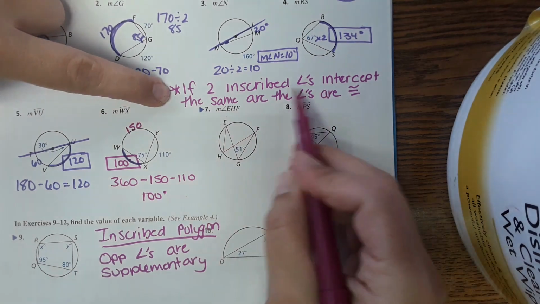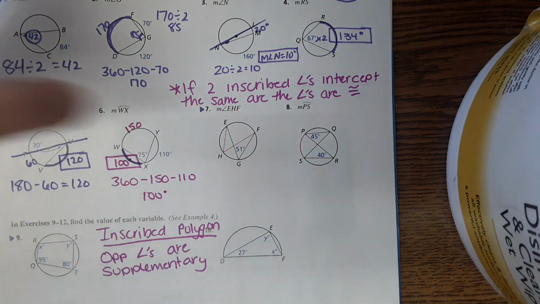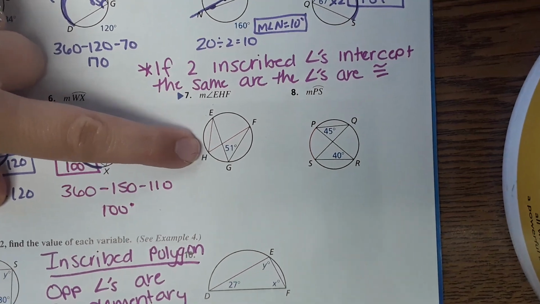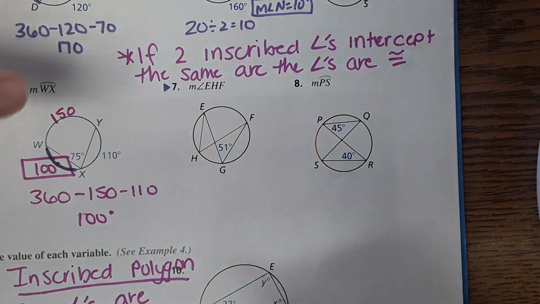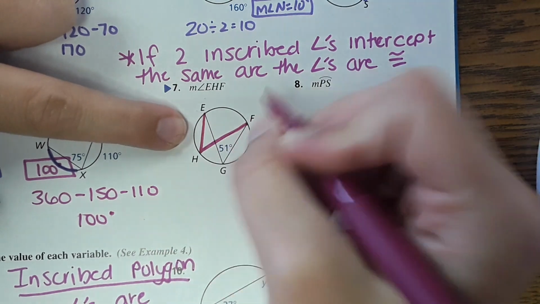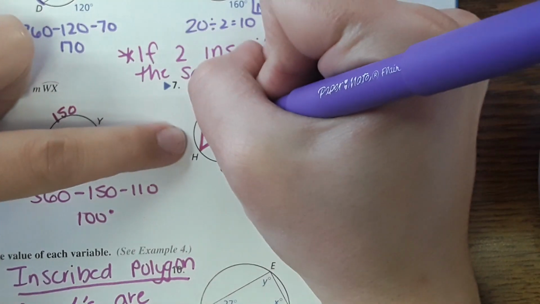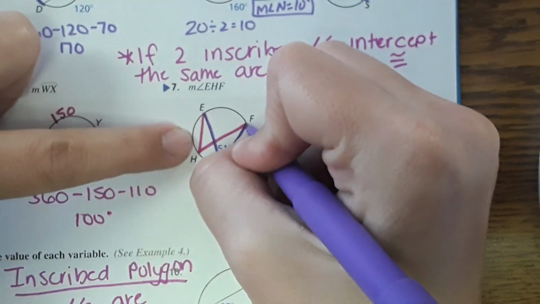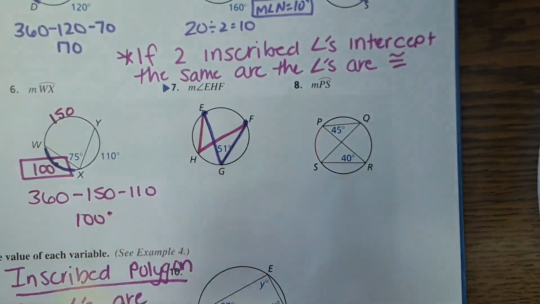Okay, so I told you to write this down. If 2 inscribed angles intercept the same arc, the angles are congruent. So, in terms of number 7, it looks like two triangles, but I'm going to challenge you not to look at it as two triangles. It's actually two angles. So there is an angle right here, and there is an angle right here. And those two angles have the same intercepted arc right here.